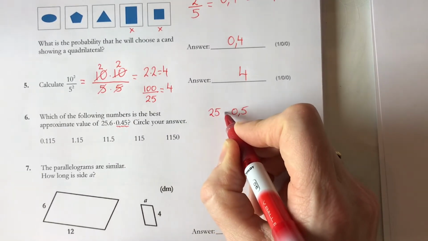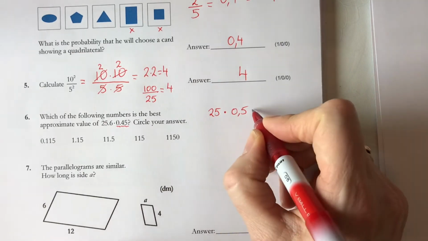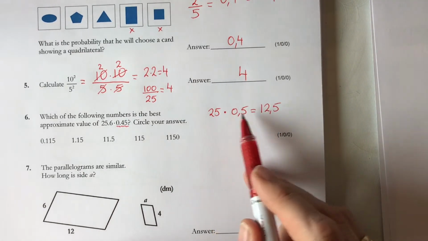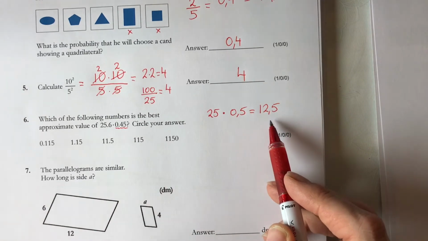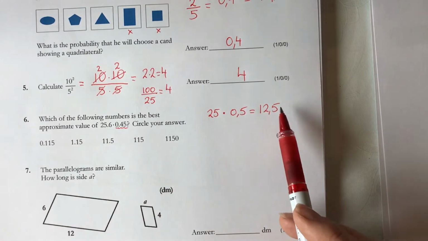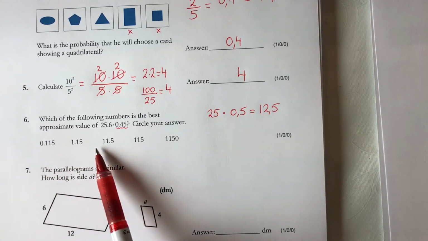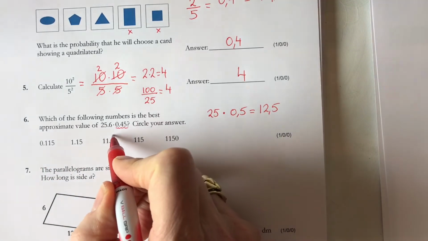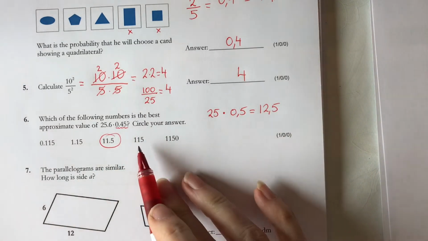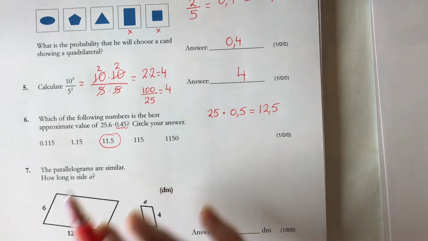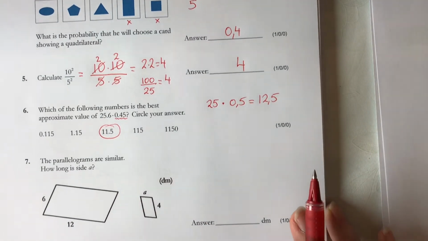So we work out instead 25 times a half, and we know that that's 12 and a half. Half of 25 is 12 and a half. So we're looking for a number here that is around 12 and a half. 0.115 is not going to do it. 1.15, no. 11 and a half, yeah, well actually, that's pretty close. 115 definitely not, and 1,150 definitely not. So we circle the answer.